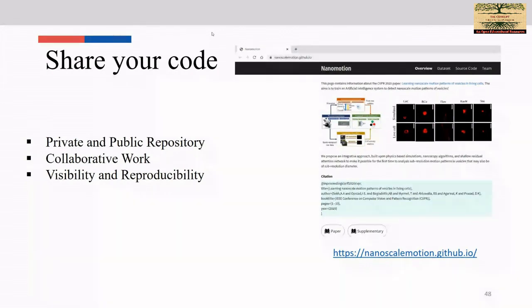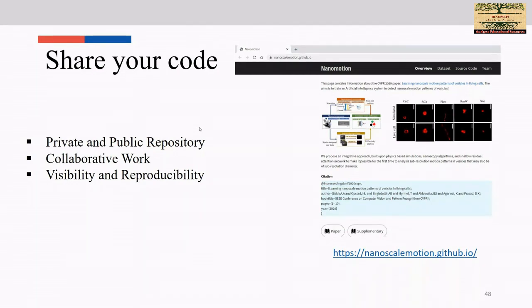You can share your code via GitHub. So what is GitHub? GitHub is a platform for sharing your code. What are the advantages? It can be a private or public repository. That means when you are writing your code, you can have a private repository, privately uploading and running your code, and then when the paper is accepted, you make it public. So we have an option of private and public repository.